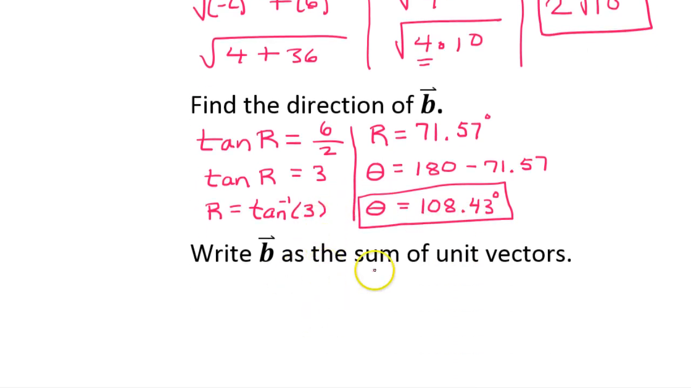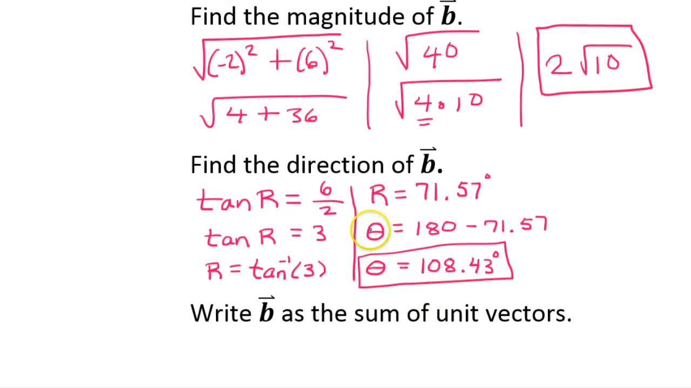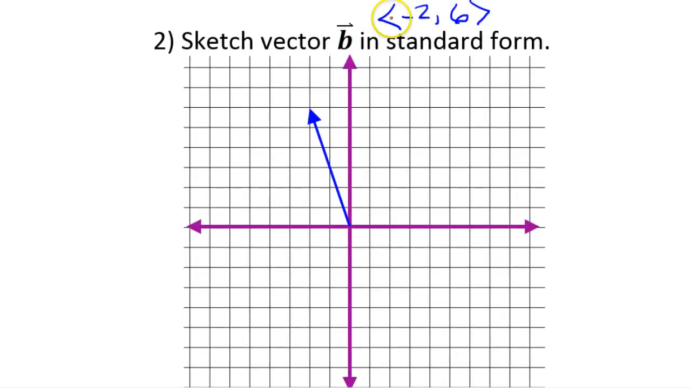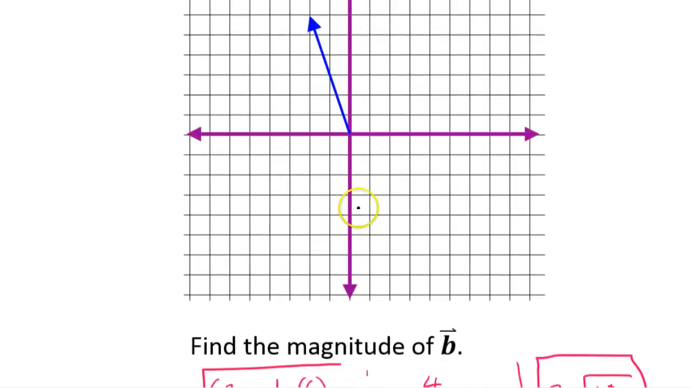Now let's write vector b as the sum of unit vectors. First, let's remember that vector b was negative 2 comma 6.